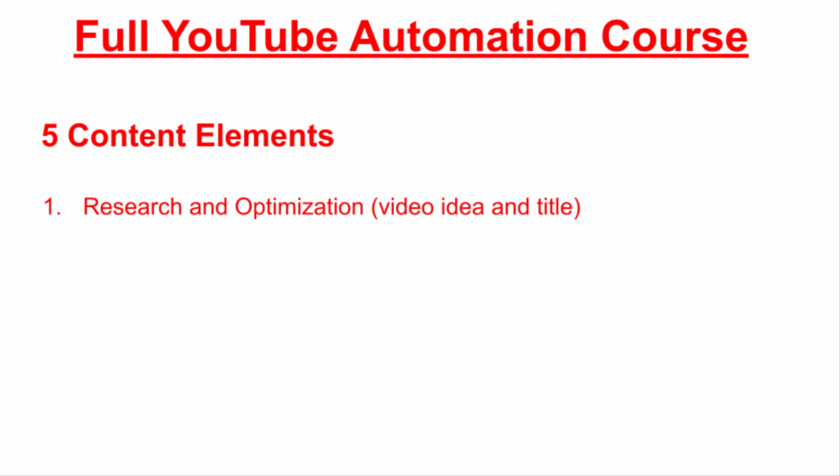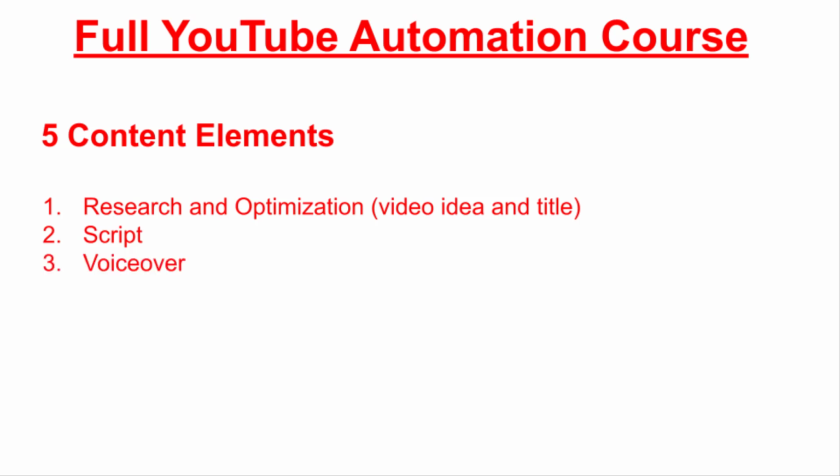So now that they have a video idea and they wrote the title for the video, they know what the video is going to be about. The second content element is writing a script, and that can be done by doing research on Google, going through different blogs, watching different videos, or just from your own past experience. You just need to write a script.